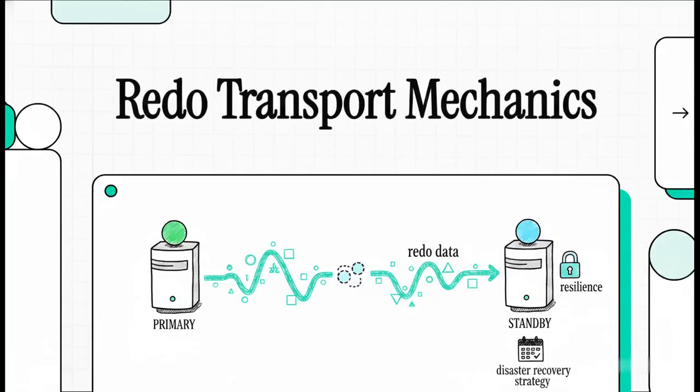Welcome to this explainer on the mechanics of Oracle DataGuard Redo Transport Services. Look, if you're managing enterprise database environments, understanding exactly how your transactional data moves from your primary server to your standby is literally the heartbeat of your disaster recovery strategy. Today, we're taking a focused, no-nonsense look at the linear journey of redo data, breaking down the exact mechanisms that keep your infrastructure resilient. Okay, let's dive into this.